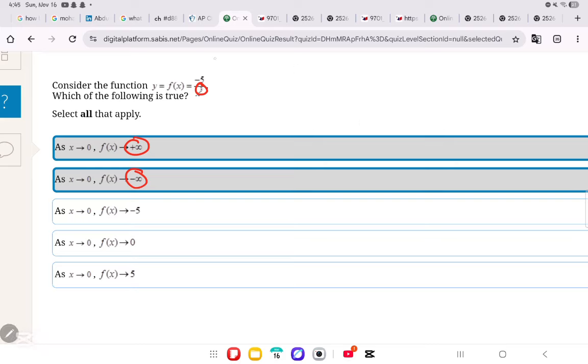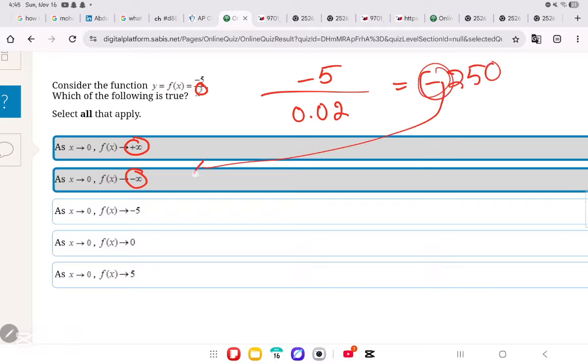Or sorry, no, if I choose minus 5 and I put on the bottom 0.02, right? What's minus 5 over 0.02? It will give me minus 250. So if I put a positive value instead of x, I will get a negative value. If I put a negative value, so minus 0.02, it's going to be minus 5 over minus 0.02, I will get plus 250. This plus is because I chose a negative number, okay?